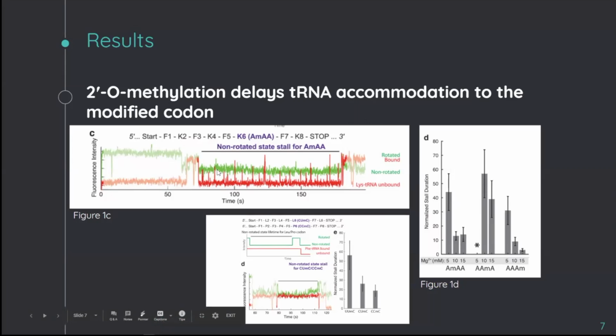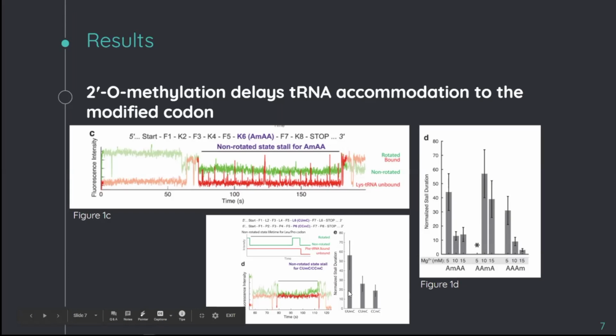And if you do this under different conditions, you get figure 1D. This shows the same experiment, but under different Mg2+ conditions, and this shows which part of the codon they methylated. This is the first nucleobase, this is the second nucleobase, or the third nucleobase modification. And you can see from this data that there is an increase in the stall duration, that is the time in which the tRNA binds and a rotation event occurs, which indicates an accommodation of the tRNA. And this is not seen on a regular non-modified codon.